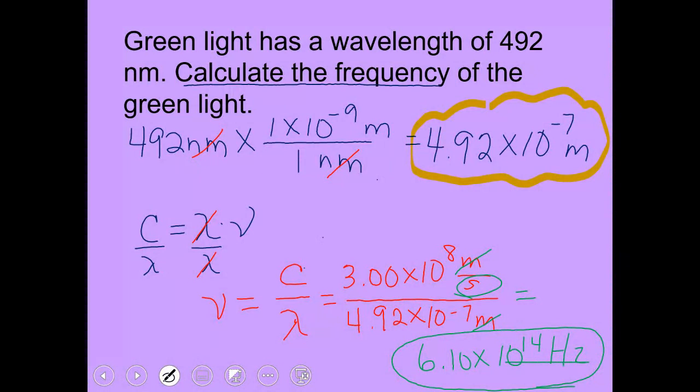Technically, out here in the front, you get like 6.09. My calculator screen, let me see, 756. I'm rounding it to 3 sig figs because 3.00 has 3 sig figs and so does the 4.92. Since this next number was a 7, you have to round up: 6.10 times 10 to the 14th hertz. Now I know the frequency of the green light.